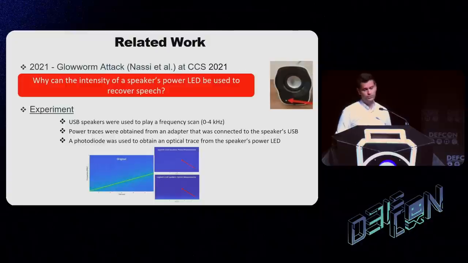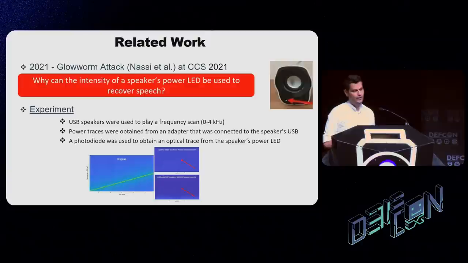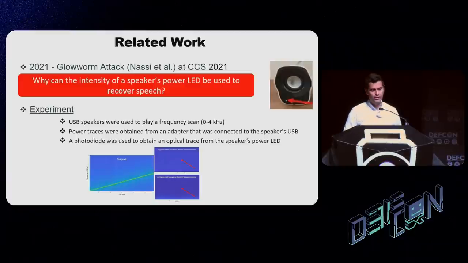And in order to answer it, we actually conducted an experiment where we took the USB speakers and played a frequency scan from the USB speakers between 0 to 4 kilohertz. Now, we obtained two traces. The first trace was a power trace that we obtained via an oscilloscope that was connected to the USB connector of the speakers. And the second trace that we obtained was an optical trace that was obtained by directing the photodiode towards the LED of the USB speakers. Okay? You can see them at the bottom.